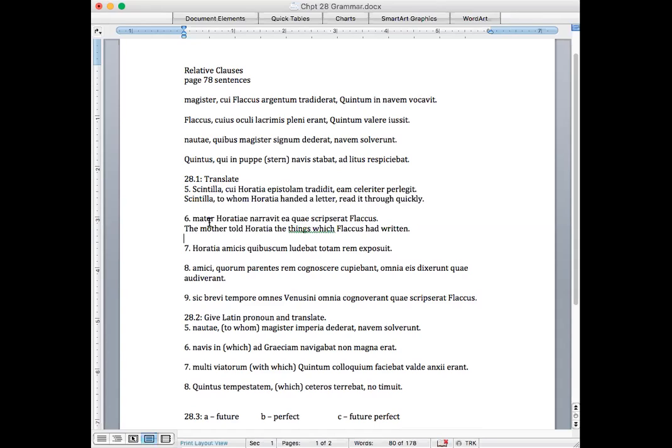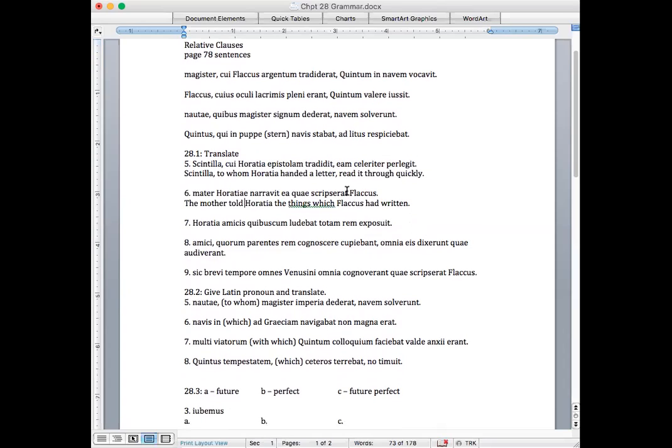The mother is the subject of the main verb narravit. Horatia is dative again. You could say told to Horatia. Ea is going to be the direct object. That's what is being told. And the quae scripserat, that's your full clause right there. You've got the relative pronoun and the verb. So the mother told Horatia the things which Flaccus had written, and that is pluperfect because it has era.